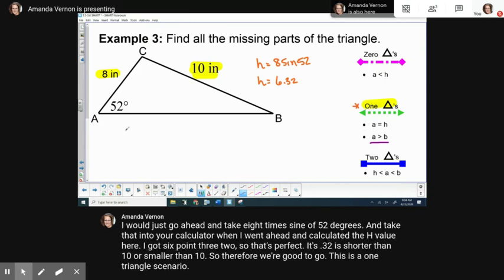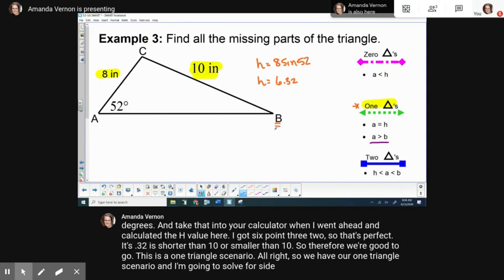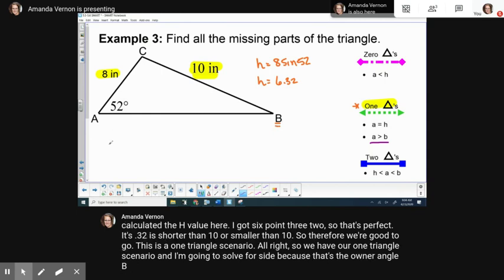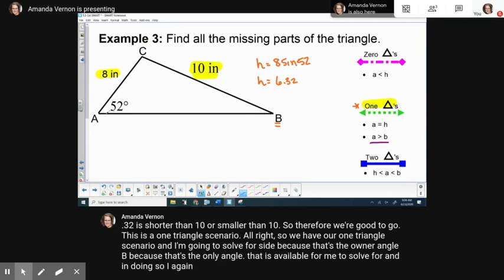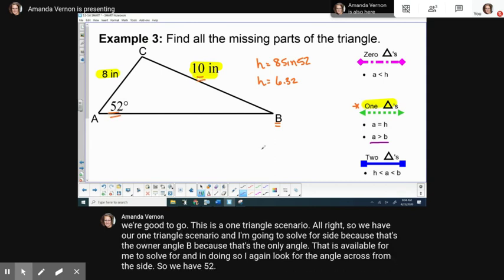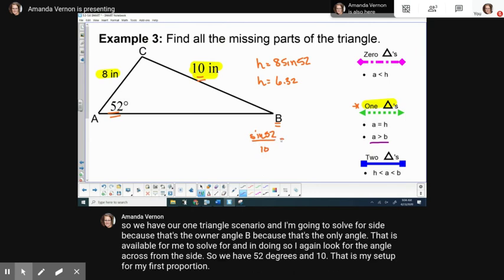All right, so we have our one triangle scenario, and I'm going to solve for angle B, because that's the only angle that is available for me to solve for. In doing so, I again look for the angle across from the side. So we have 52 degrees and 10. That is my setup for my first proportion. And that equals sine of angle B over 8.